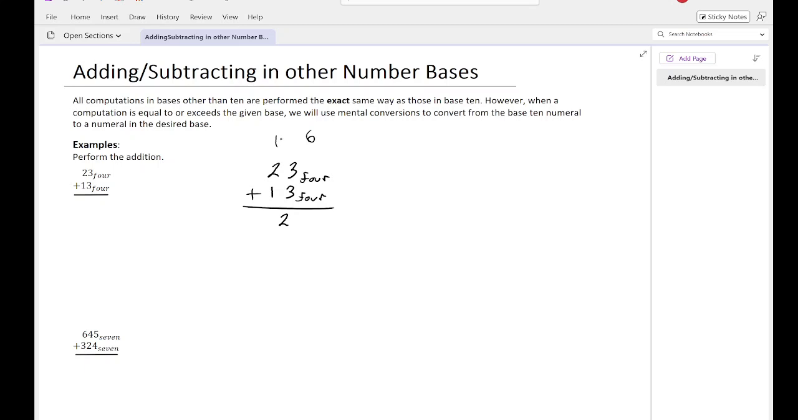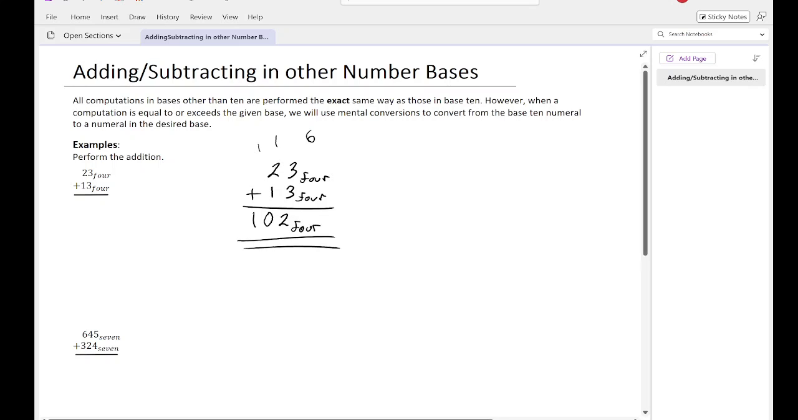So we bring the 1 over, and now we just do the math again. 1 plus 2 is 3, plus 1 is 4. So again, it goes in one time evenly with no remainder. So no remainder, and it goes in evenly one time, it's 1 extra, and then we carry the 1 there. So 2 3 base 4 plus 1 3 base 4 is 102 base 4. I know it's weird, but just take your time with it. Let's look at another example.